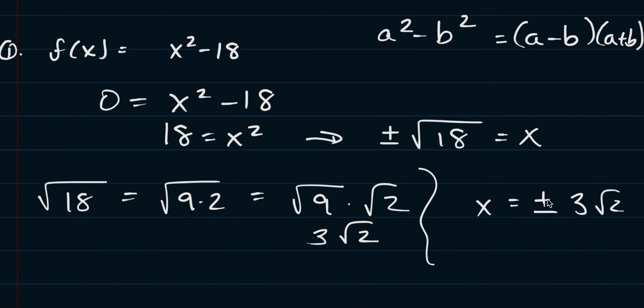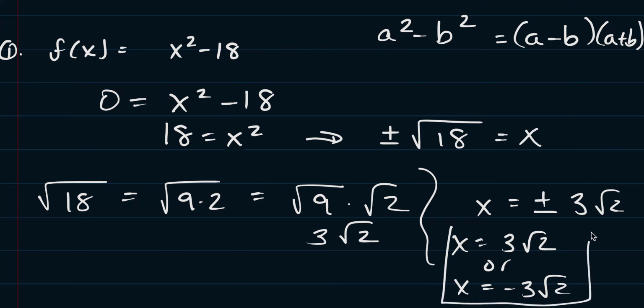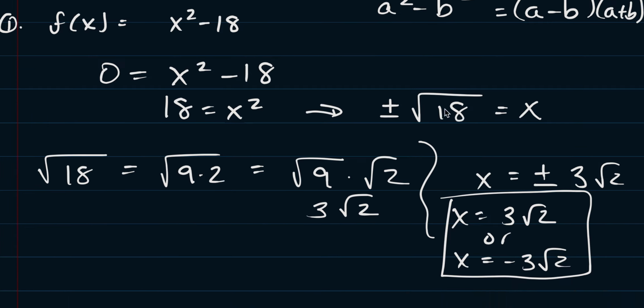So you're getting two answers. You're getting that x is 3 root 2 or x is negative 3 root 2. When I write plus or minus, that's what I mean. We have two solutions. Let's try another one.